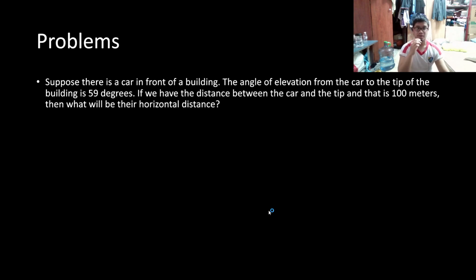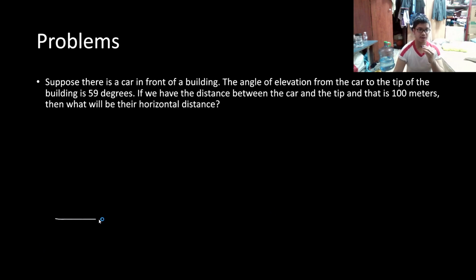Suppose there is a car in front of a building. The angle of elevation from the car to the tip of the building is 59 degrees. If we have the distance between the car and the tip, and that is 100 meters, then what will be the horizontal distance? So first, you visualize.